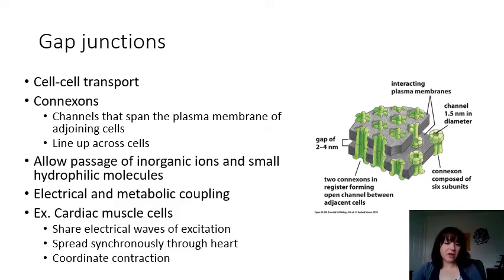So an example of the electrical signaling is in cardiac muscle cells. These muscle cells, they're not neurons, right? But they still use electrical signals. And this electrical signal is able to spread quickly through the heart muscle cells because they are connected by these gap junctions. And that makes sure that these cells are contracting simultaneously.